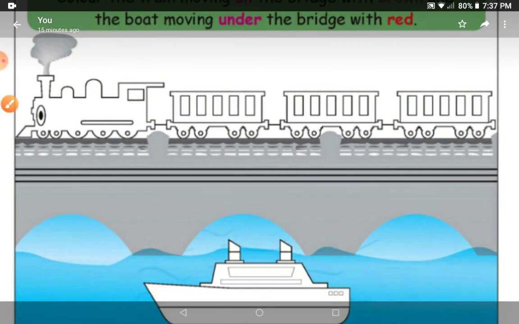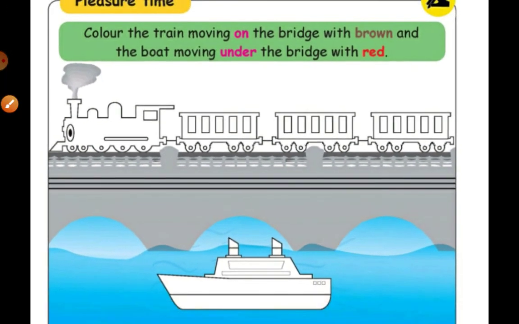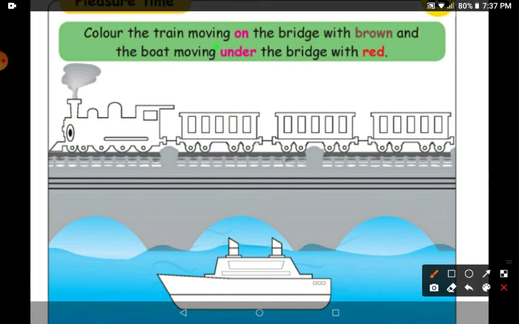Okay, it is very easy for you. You all are very brilliant kids now. So you have to draw a train as well as a boat, and then you have to color the train moving on the bridge with brown color, and the boat moving under the bridge with red color. Okay, on, under. You have to know the difference now. So you have to draw it and color it, and then you have to send it to miss.